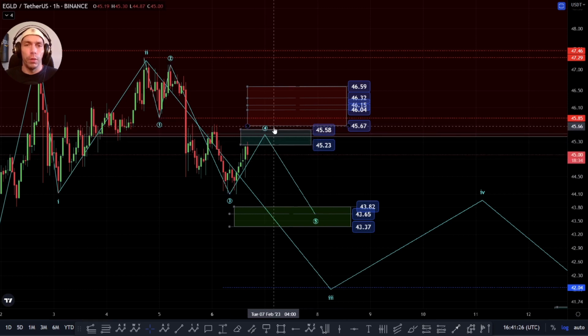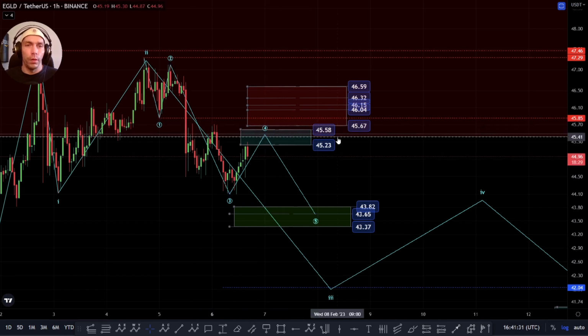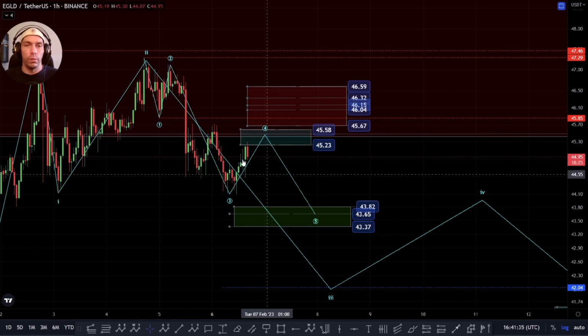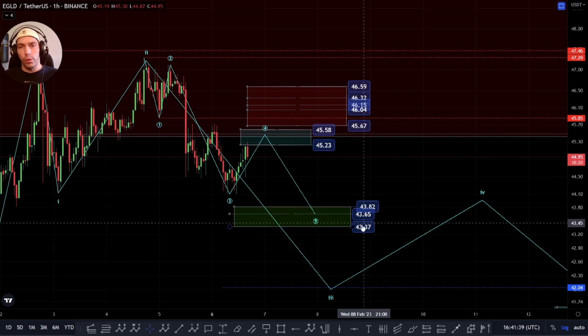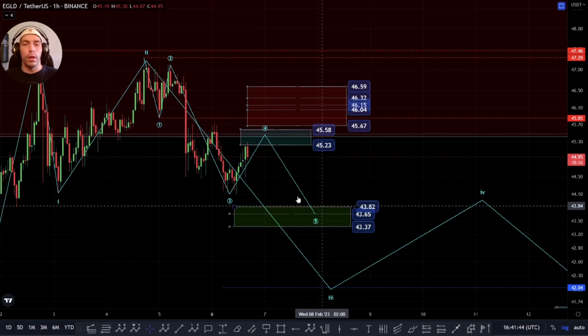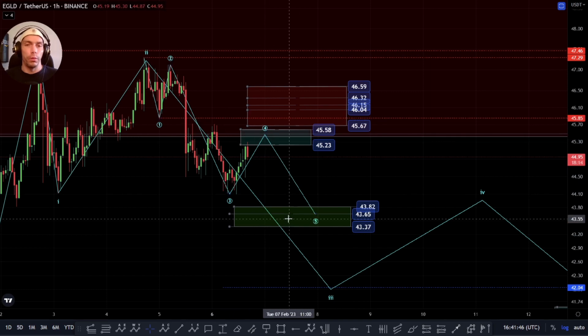I wouldn't want to go too much higher than this, really. We can potentially wick up here, but I wouldn't really want to come too much into that zone, otherwise it looks to invalidate this next move down. So if we do push down, this 43.82 to this 43.37 is an interesting zone. We might look for support.